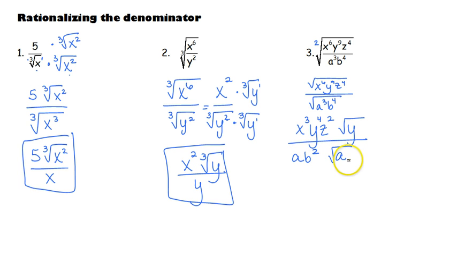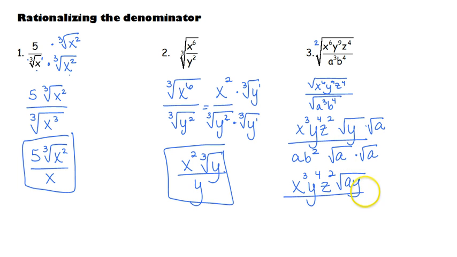So now we have the square root of a left on the bottom. We need 2, we have 1, so we need 1 more. So we multiply top and bottom by the square root of a. That leaves us x cubed, y to the 4th, z squared. These are the same root. Therefore, I can put them together under 1.